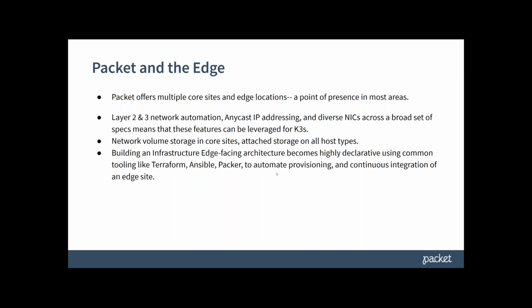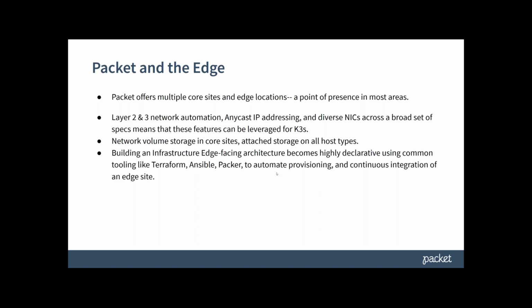And our layer 2 and 3 network automation and anycast IP addressing are available alongside diverse hardware. Like I was saying, you can specialize your workloads and tailor them to your deployed hardware in the edge site. So depending on what kind of work you're doing, if you need really high performance networking, you need really high performance storage, you can do that on the edge and then ship it to a more persistent, more cost controlled region where you might have a much larger cluster.